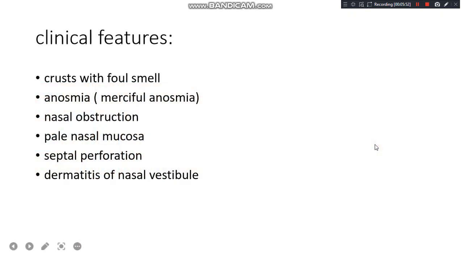Okay. What will be the clinical features? There are crusts with a foul smell, and anosmia called merciful anosmia. Another person can smell it very easily, however, the patient himself cannot smell. That's why it is called merciful anosmia. Then there will be nasal obstruction due to the crust, and then there will be pale nasal mucosa, septal perforations, and dermatitis of the nasal vestibule. Now, these three conditions you will see when you physically examine the patient.